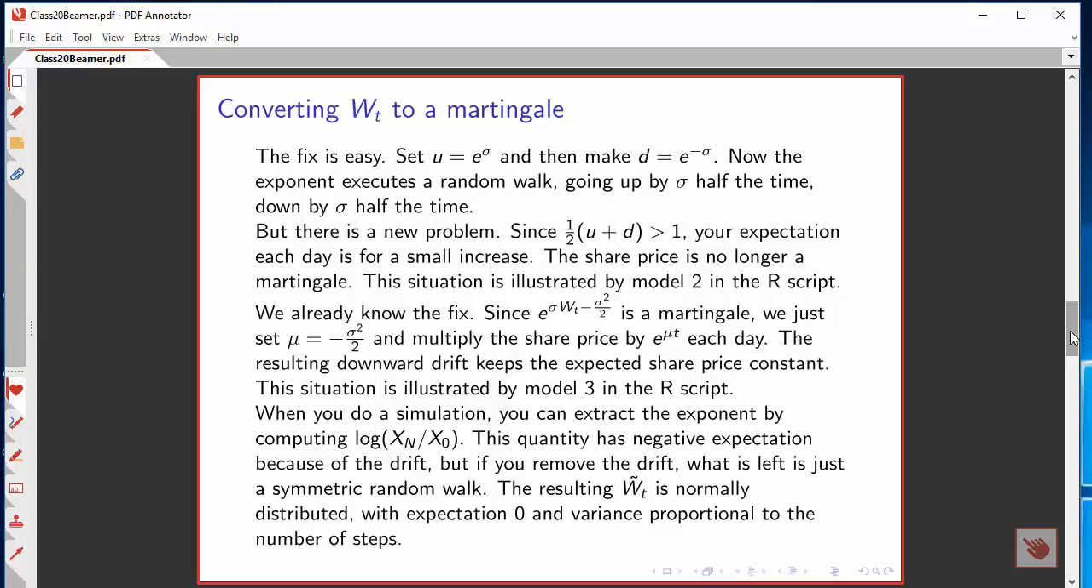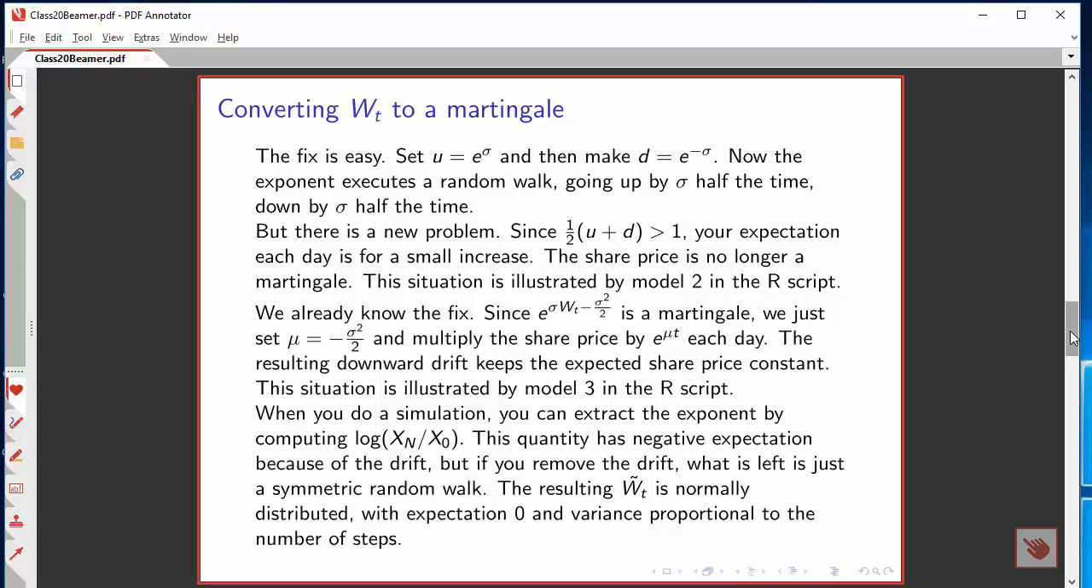But now we've got a new problem. If you look at e to the sigma plus e to the minus sigma, divided by 2, you realize that's a little bit greater than 1. So your expectation under these circumstances would be for a small increase every day. Now we've made the exponent a martingale, but the share price is no longer a martingale. I've illustrated this situation, as I will show you, by Model 2 in my R script.